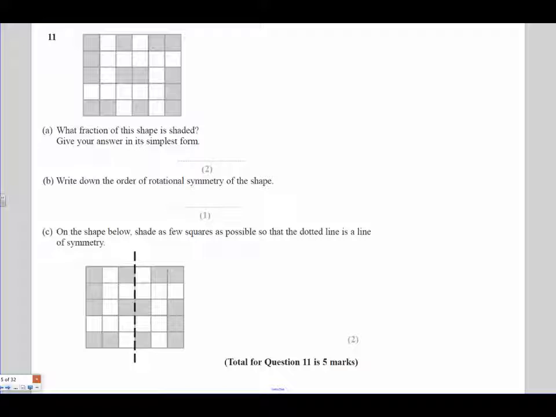Question 11. What fraction of this shape is shaded? Give your answer in its simplest form. Well, the shape is 1, 2, 3, 4, 5 by 1, 2, 3, 4, 5, 6. So 5 by 6 means there are 30 squares in total. The number of shaded squares is 1, 2, 3, 4, 5, 6, 7, 8, 9, 10, 11, 12, 13, 14. So 14 are shaded, so 14 over 30 is the fraction that's shaded.